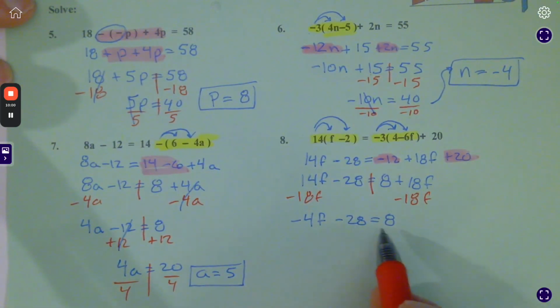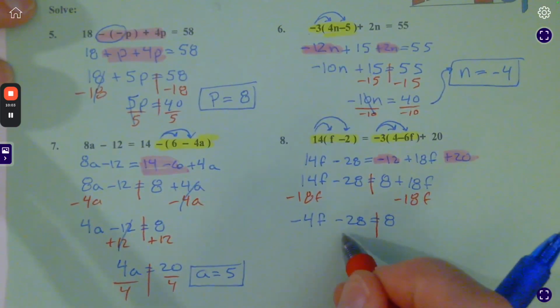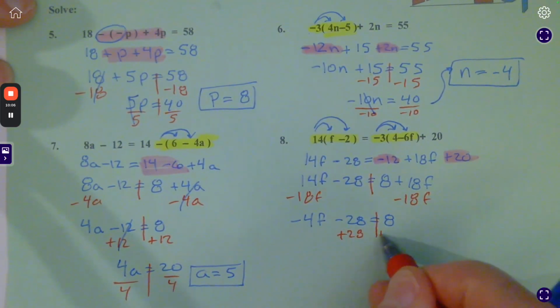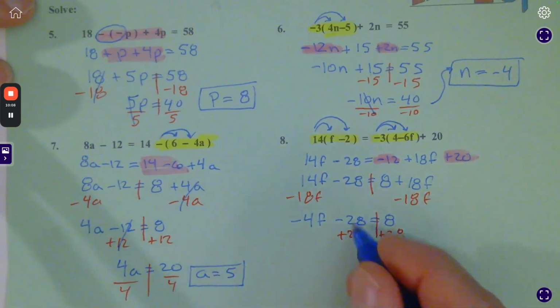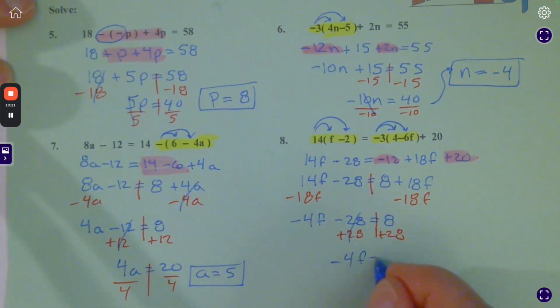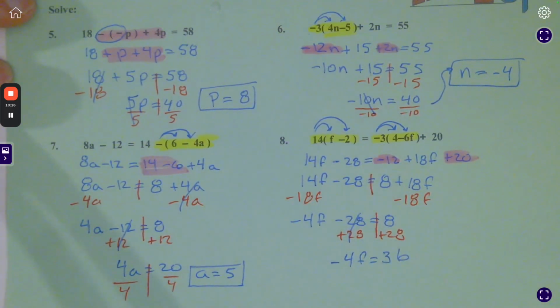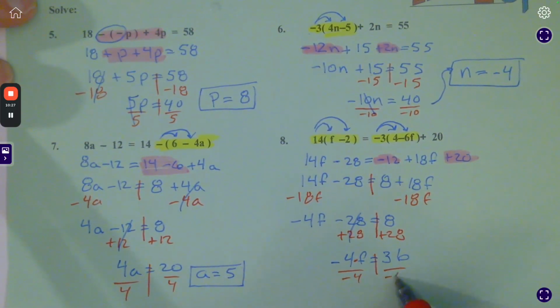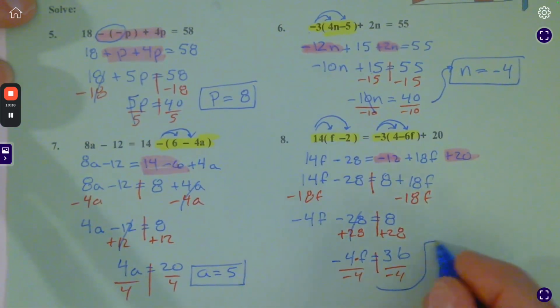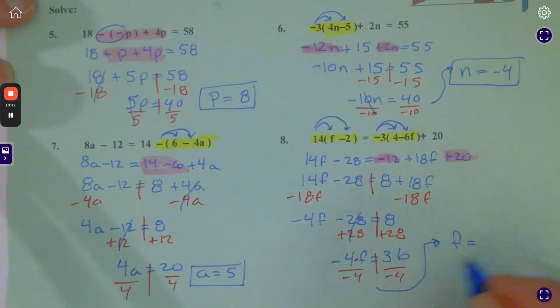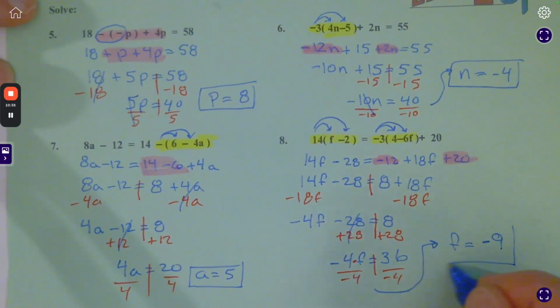Now I want to move those constants from there to there. Inverse operation for minus 28 is plus 28. That's negative 4f equals, let's add those up, 36. All right, now this is not minus 4 plus f, it's negative 4 times f. So the inverse operation for multiplication is division. So that's going to give me f is equal to positive divided by a negative is a negative. 36 divided by 4 is 9.